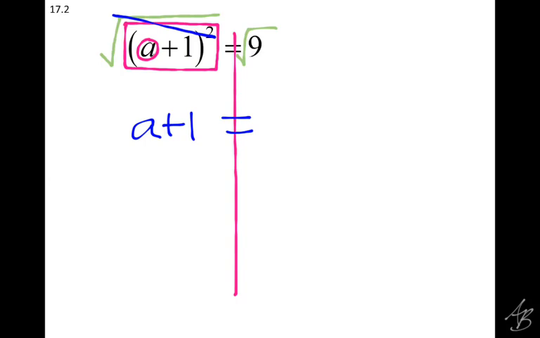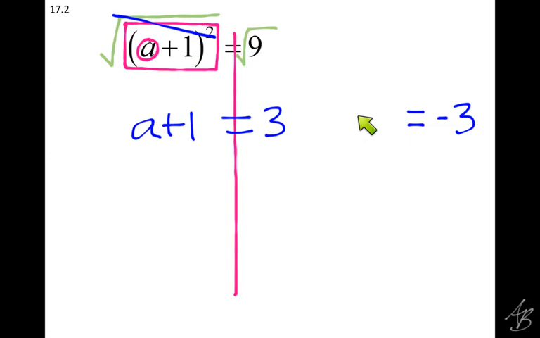And on the right side of the equal sign, we're taking the square root of 9, which means we're looking for a number that multiplies by itself to get 9, which would be 3, or negative 3. So negative 3 would also work here, because negative 3 times negative 3 is positive 9. So we need to write two different equations. The one equation, we're going to have 3 on the right side. The other equation, we're going to have negative 3 on the right side.